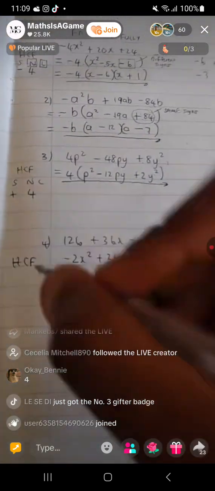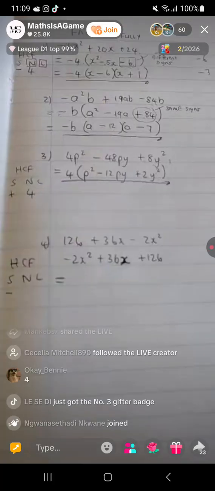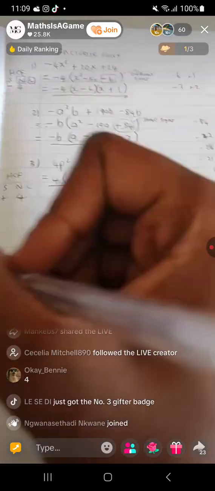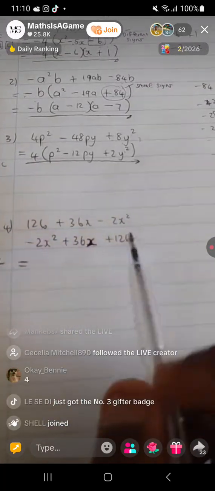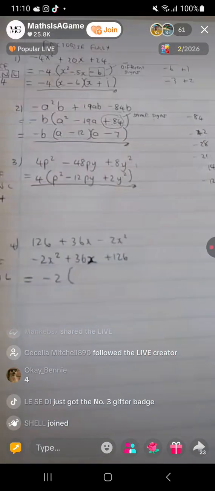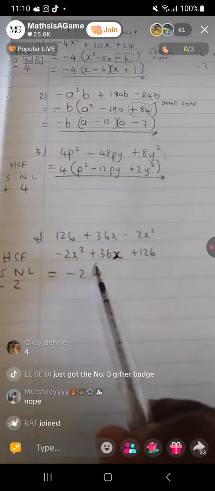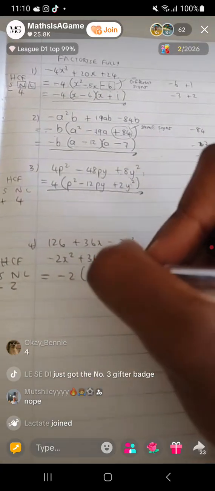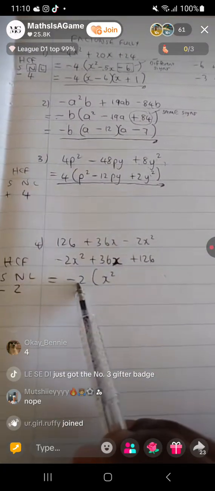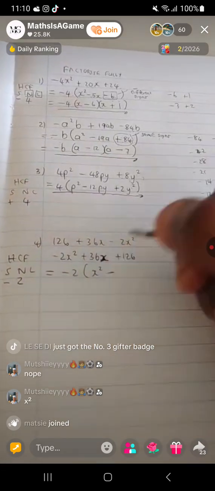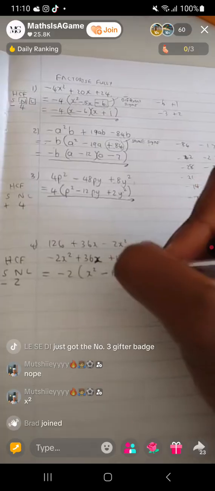According to what, guys? The sign, the number, the letter. First term, negative sign. 2, 36 and 126. Highest common factor is 2. Is there a highest common factor letter? No. Highest common factor is negative 2. What's left inside? I took out a negative sign, so the signs are going to change. X squared, of course, 2 times negative 2 times x squared gives me back this. Negative times what is positive, that changes to negative. I'm going to have 18x.